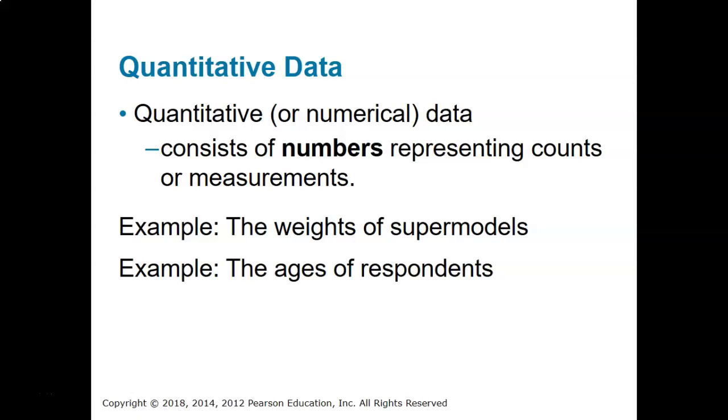Okay, another way that we distinguish data is quantitative versus categorical. So quantitative data is your numerical data. This consists of numbers that represent counts or measurements. So examples would be weights of supermodels, ages of respondents, how much people make in a year, their SAT scores. Things of that nature are all going to be quantitative data.